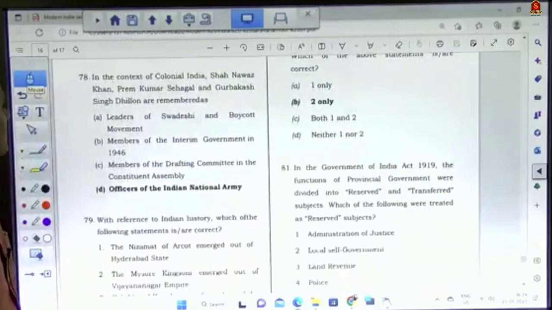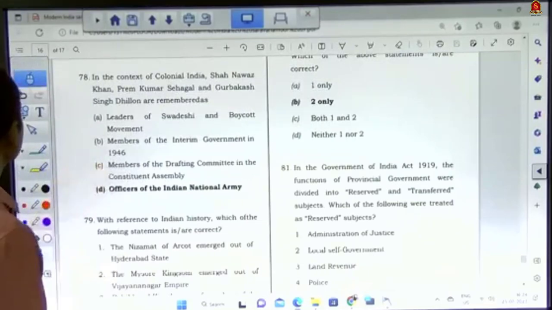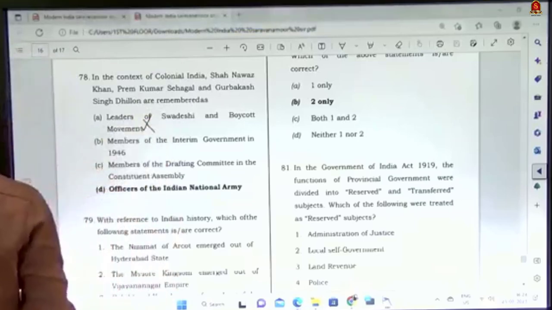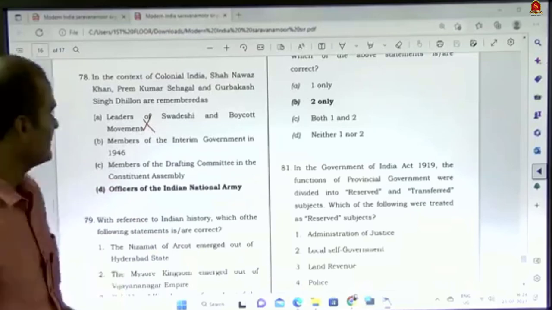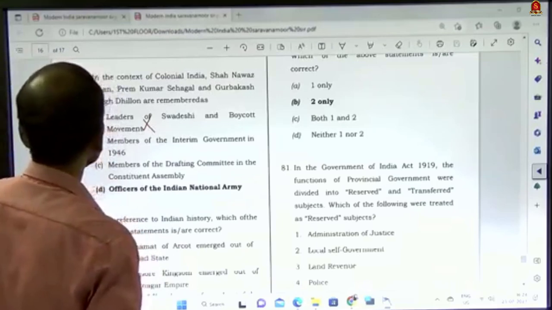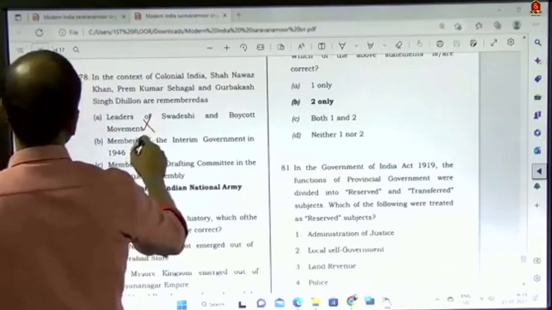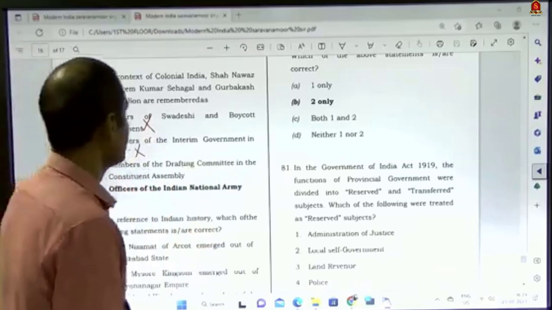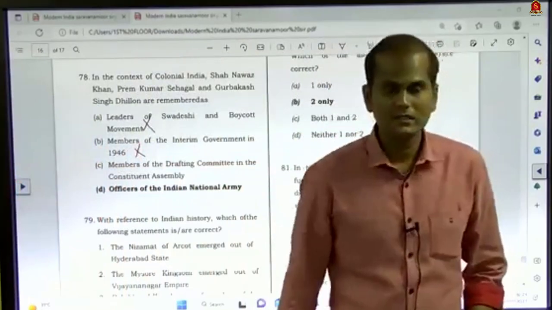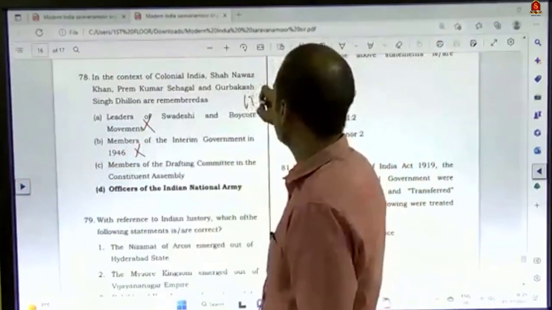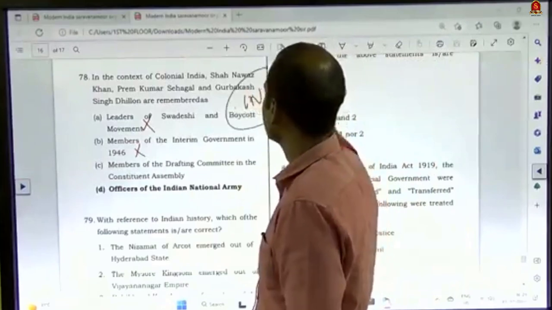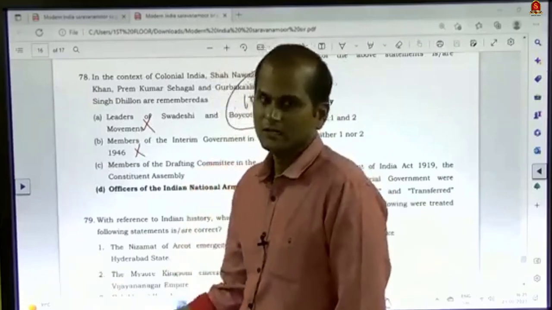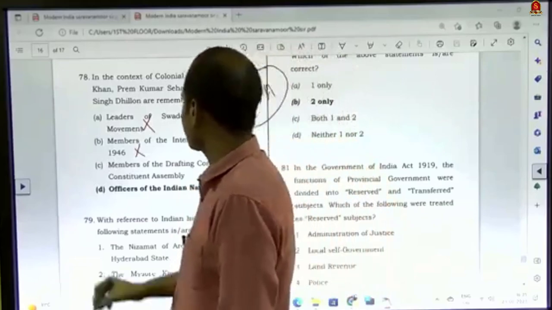Next, in the context of colonial India, Shah Nawaz Khan, Prem Kumar Sehgal, Gurbaksh Singh Dhillon were remembered as leaders of the Swadeshi movement? No. At that time, were they even born or not? Questionable, just joking. Right. Members of the interim government? No, you would have studied. Members of the drafting committee? We have not come across it. Officers of the Indian National Army, INA. Actually, they are associated with the INA trial, which was held in Red Fort, started in November 1946. On behalf of all the soldiers, these three leaders were put under trial. So, officers of the Indian National Army.